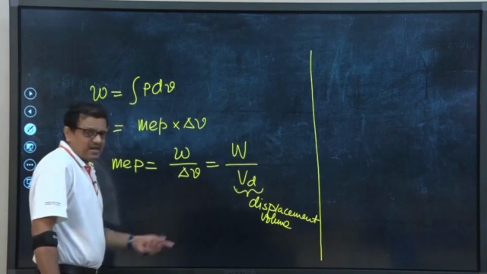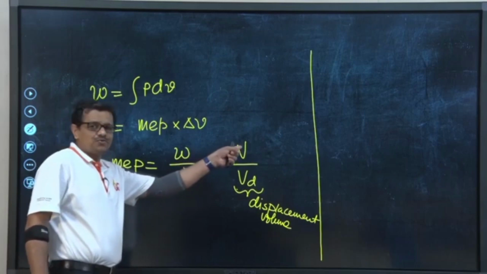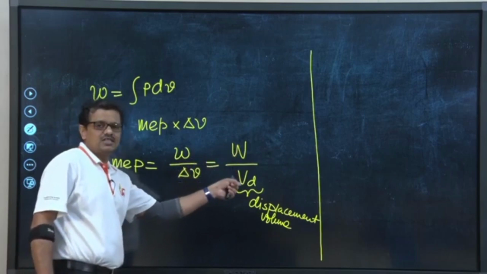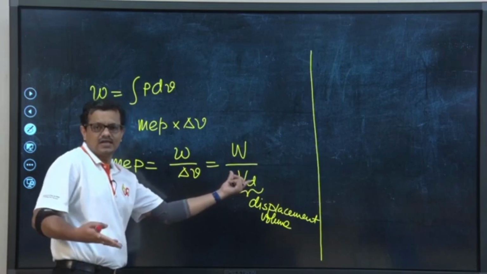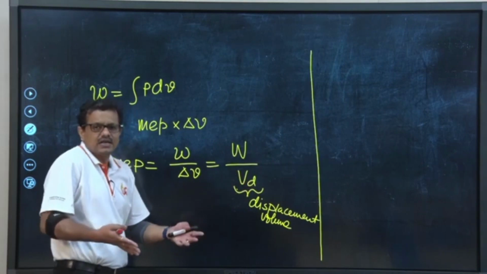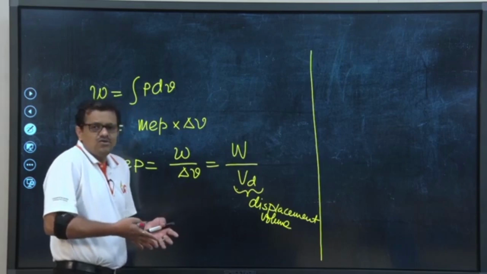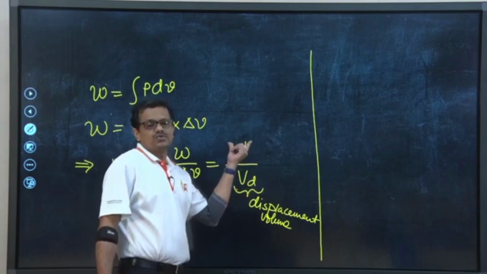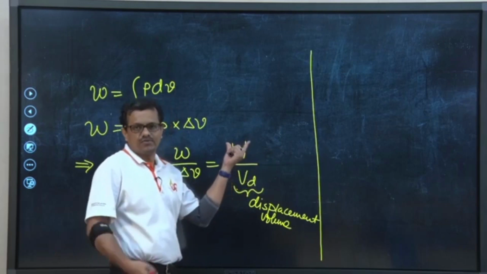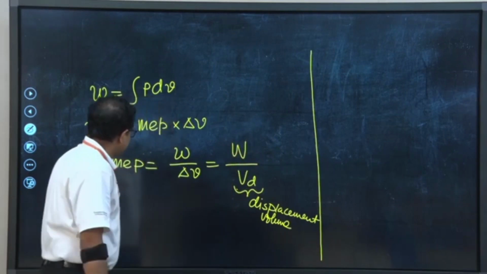So, you can understand that the work output will depend on this displacement volume. Higher is this volume, cubic centimeter, CC is cubic centimeter, that is the stroke volume or displacement volume. Higher is the displacement volume, higher will be work output. So, the engine will be much more powerful. So, that is the objective.